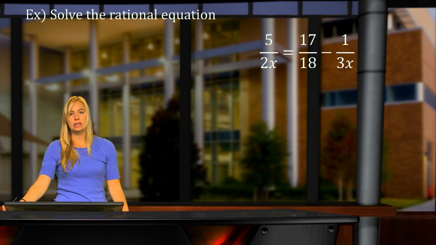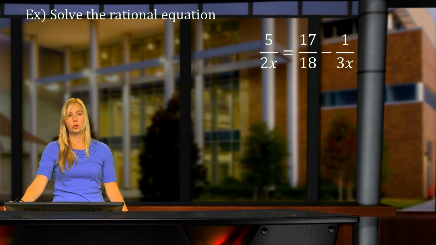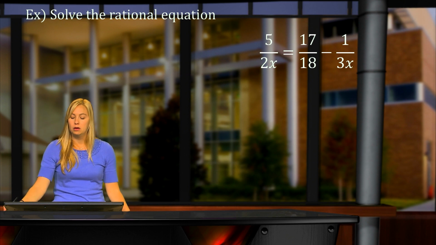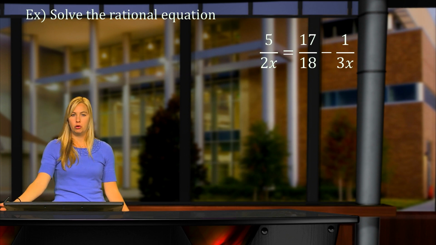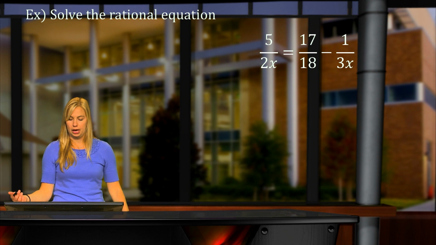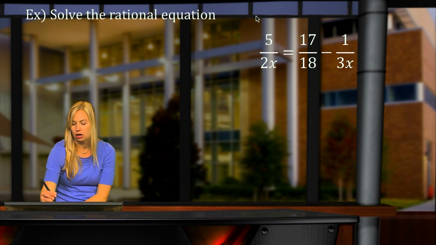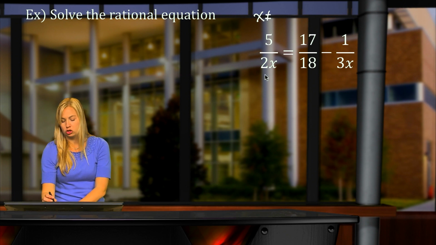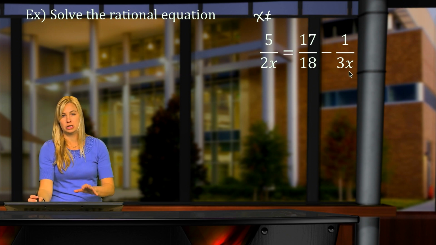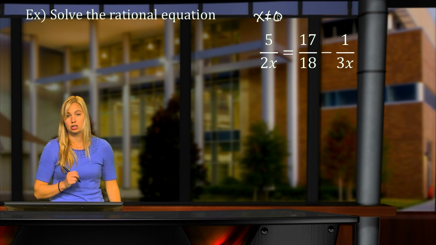Next example: 5/(2x) = 17/18 - 1/(3x). Again, since all of our denominators are monomials, there's no factoring that needs to be done. But since we do have variables in our denominator, we need to state restrictions. Our restriction from both of our variable denominators is 0, so x cannot equal 0.